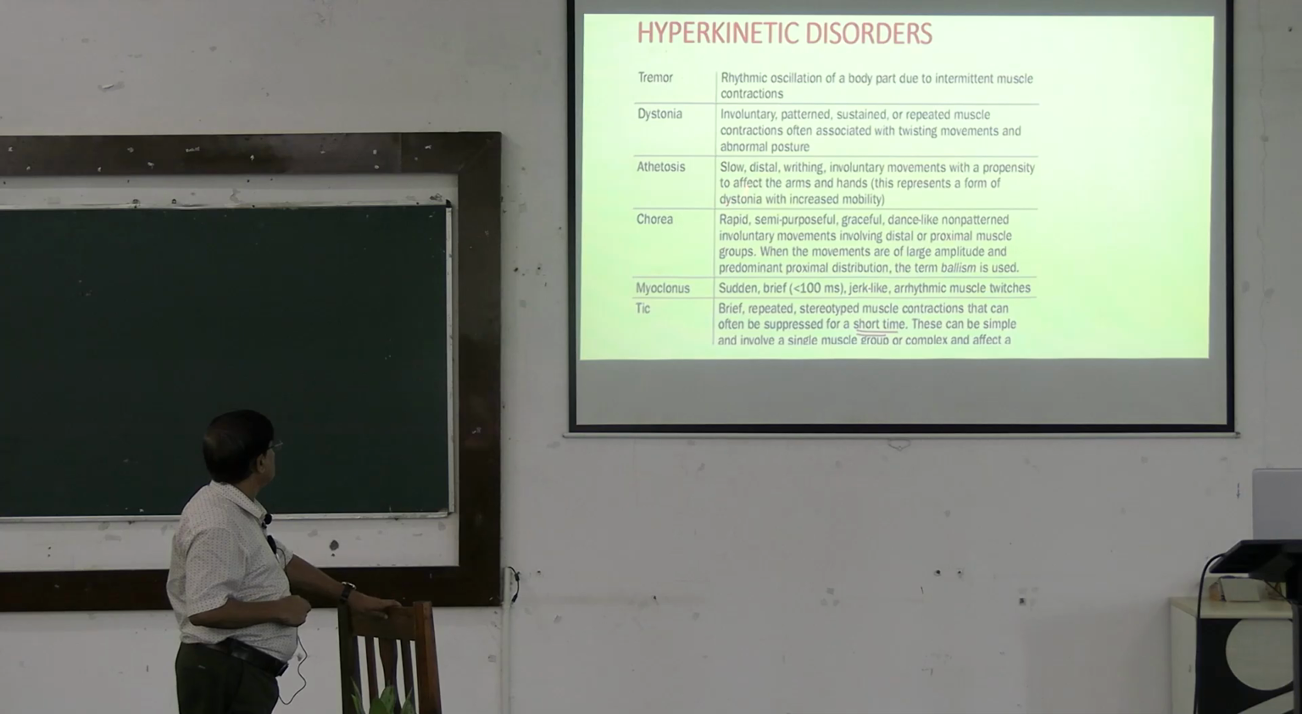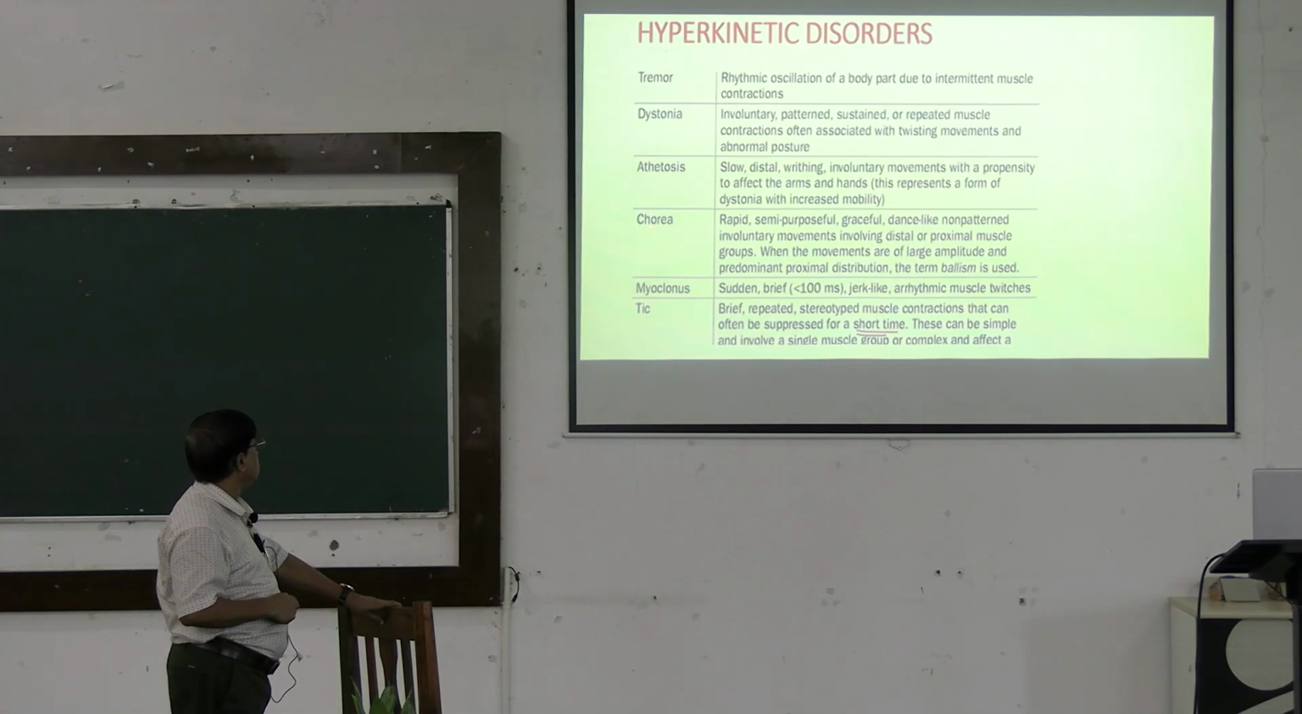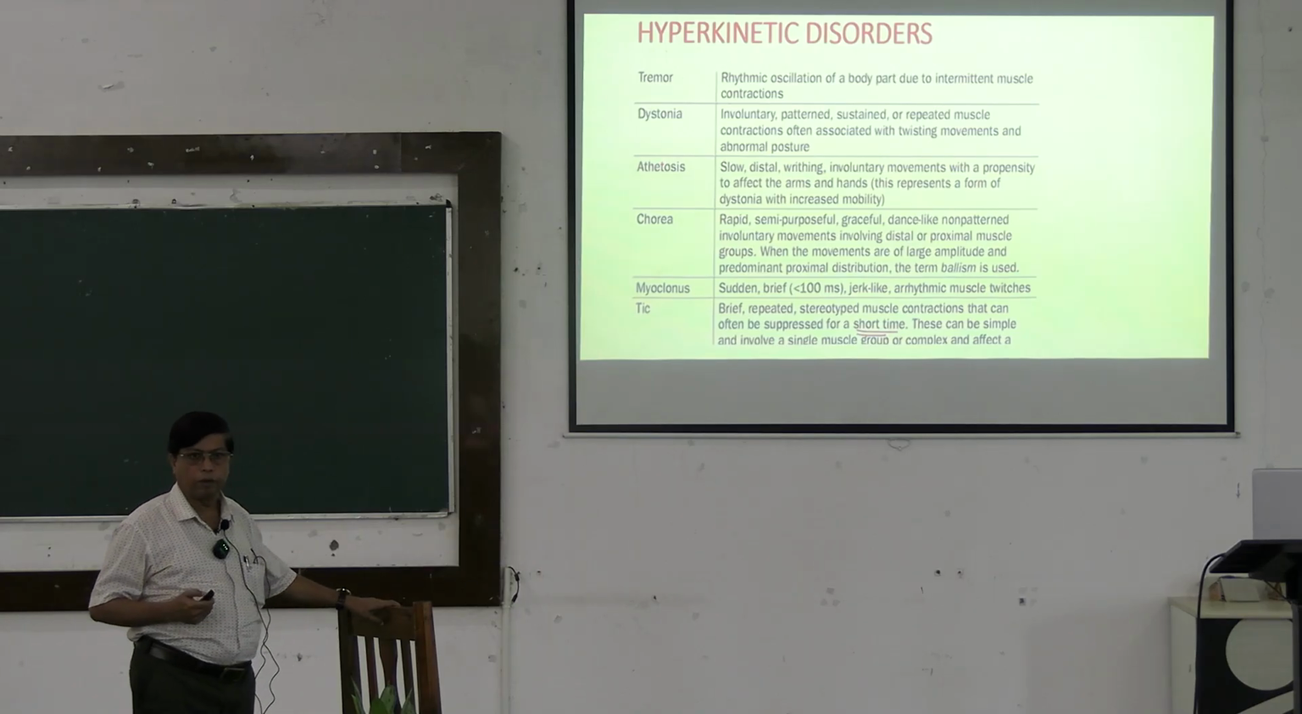Athetosis is a slightly slow movement. The difference between chorea and athetosis is that both are abnormal movements, but athetosis is a slow, involuntary movement affecting the arms and hands. Chorea is rapid. So athetosis is a slow movement, chorea is a rapid, semi-purposeful movement. This is also involuntary movement, involving different groups of muscle, with large amplitude and predominantly proximal distribution. So you should remember these things: what is the difference between athetosis and chorea?